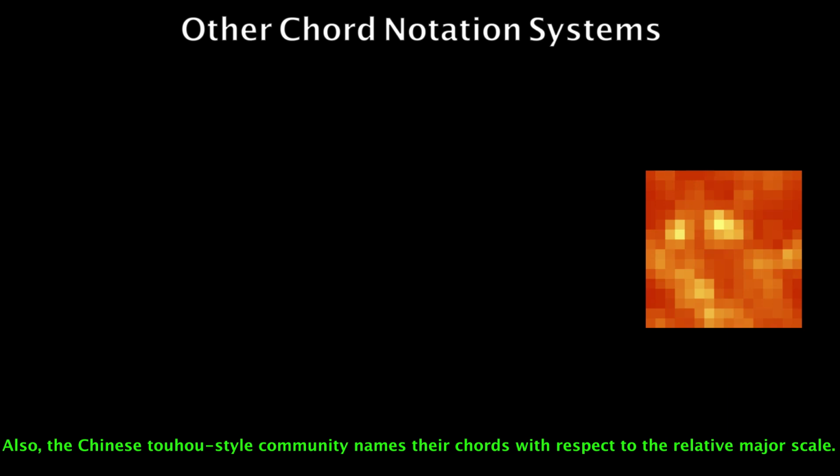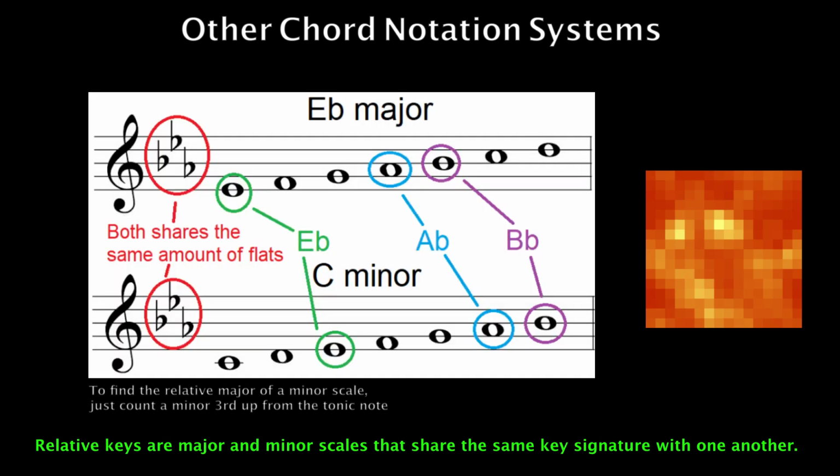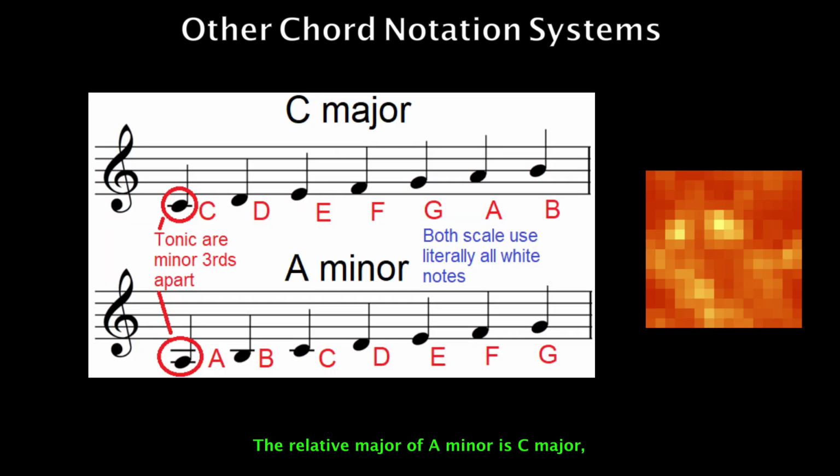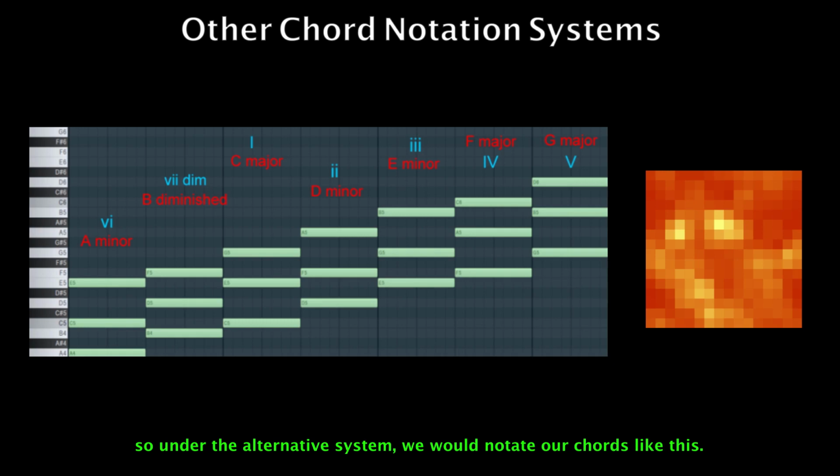Also, the Chinese Touhou style community names their chords with respect to the relative major scale. Relative keys are major and minor scales that share the same key signature with one another. The relative major of A minor is C major, so under the alternative system, we would notate our chords like this.